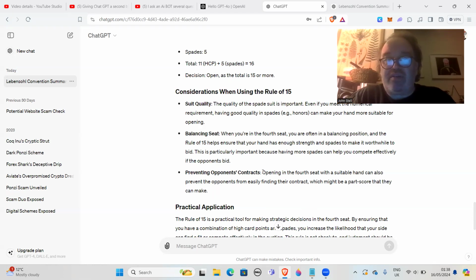You see, this is wrong in some respects. I mean, if you pass, then the hand gets passed out, and the opposition aren't going to find any contract because it'll get passed out.